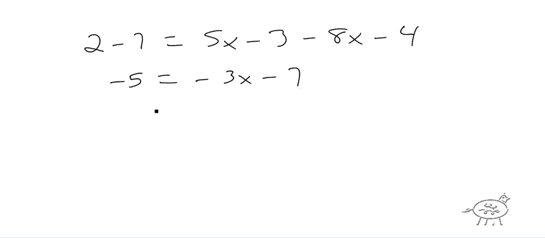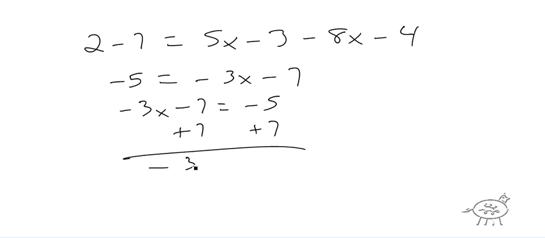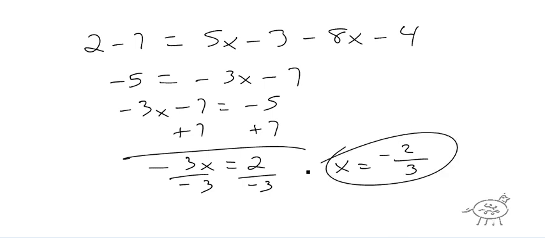Okay, so I'm going to switch over now. So negative 3x minus 7 equals negative 5. I'm going to add 7 to both sides. So negative 3x equals positive 2. And divide both sides by negative 3. So x equals negative 2/3. Okay, pretty easy, right? Not that bad.